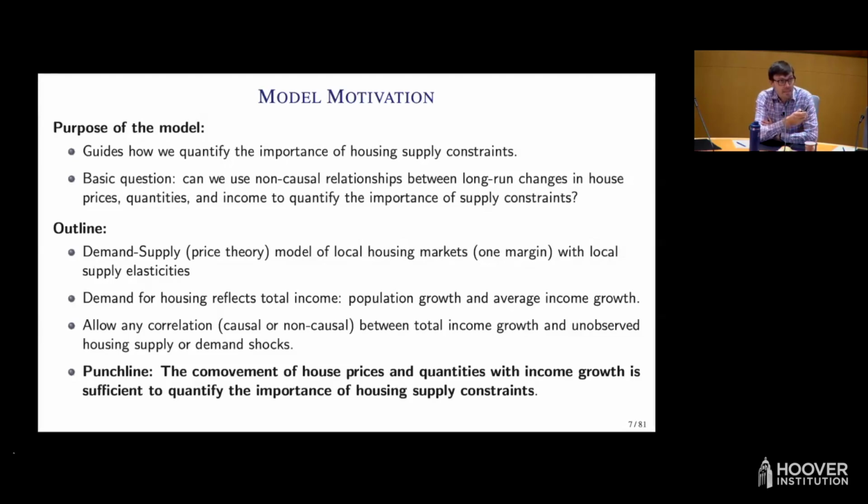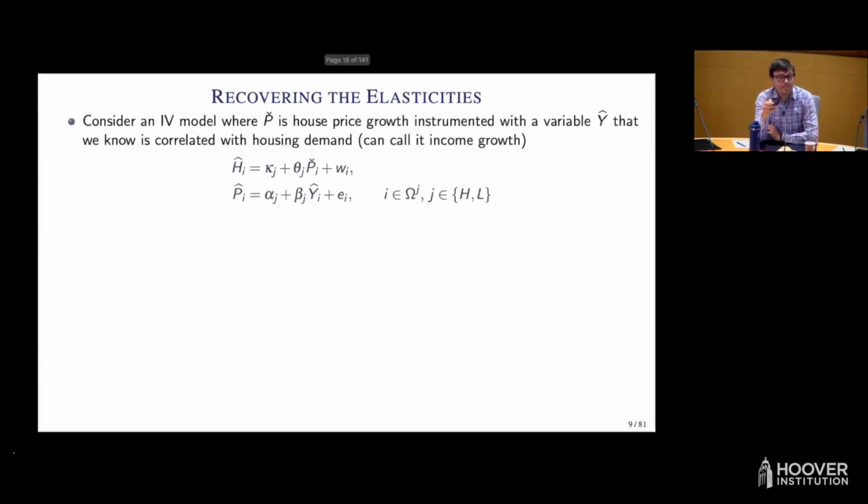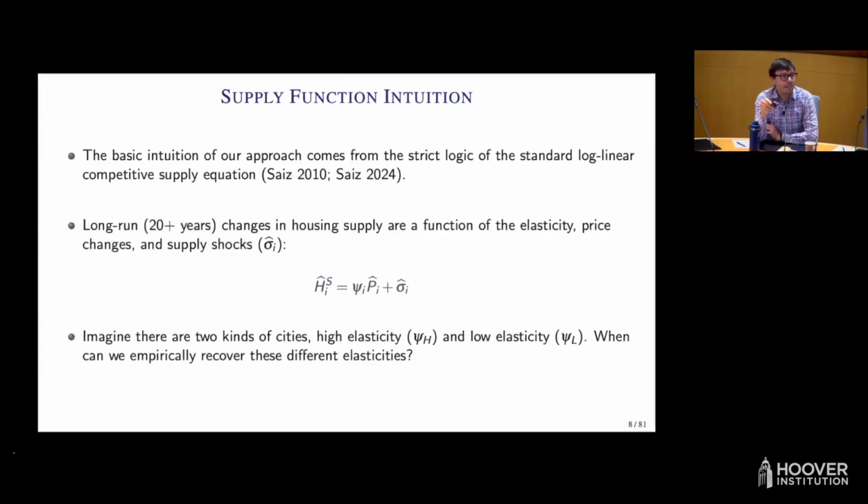The easiest way to see this is by starting with the main assumption we're going to make: there is one supply curve for housing. In terms of the housing stock, the growth in the housing stock is going to be a linear function of the price, and psi is going to be that supply elasticity. We want to understand when we can measure that difference in supply elasticity across cities, and whether it is going to be important for thinking about house prices and quantities across cities.